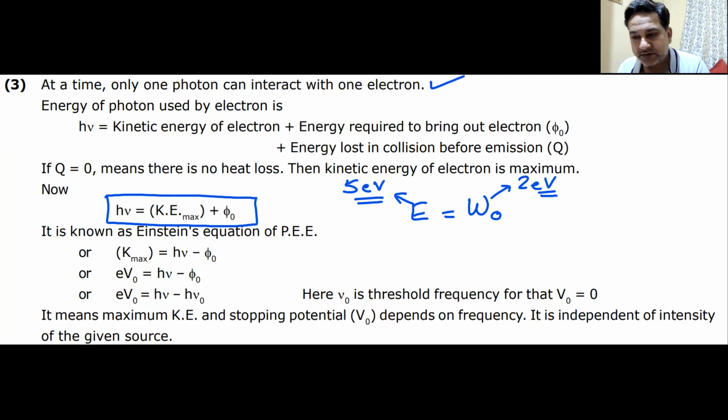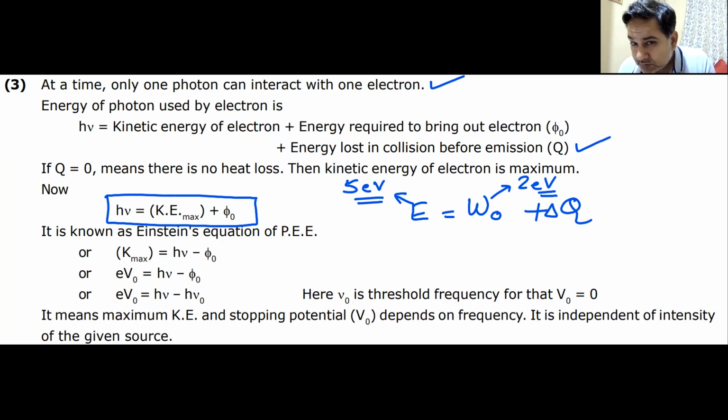Energy cannot be created, energy cannot be destroyed. It is only transferred from one form to another. Where does the 3 electron volt go? Heat loss. Some energy may be lost in the form of collision. We can call it energy lost in collision or energy lost in the form of heat. Do we understand this? Yes, sir.